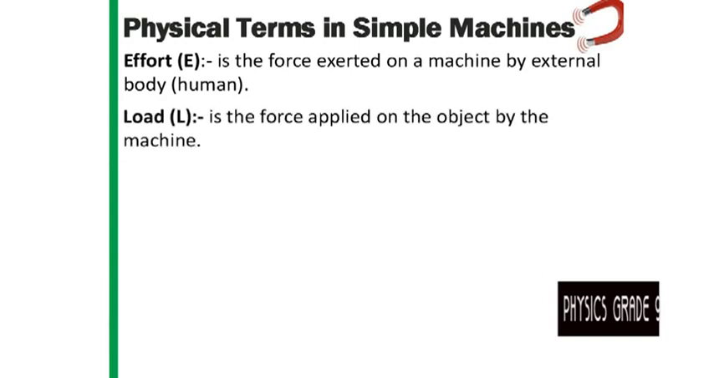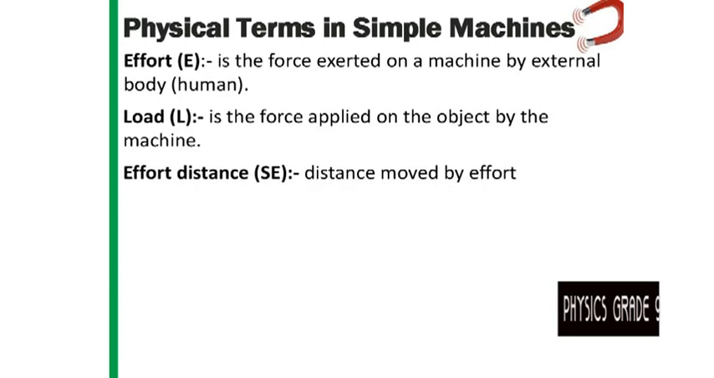Load, given the symbol L. Well, this is the force applied on the object by the machine. If you think about it in terms of what exactly is happening, you would apply an effort, which is the force exerted on the machine by an external body, which could be you, and then that machine applies a force on the object, and that would be the load, and that is given the symbol L.